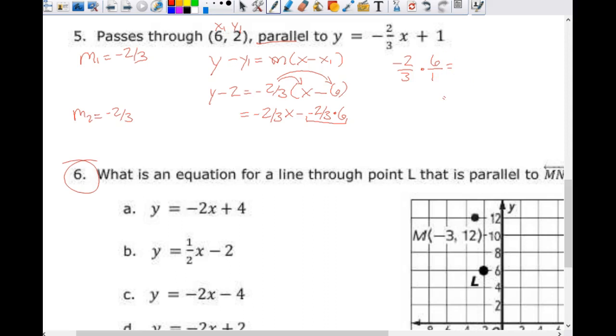Who thinks it's positive? Raise your hand. Then later it'll be positive. -2 times 6 is -12, divided by 3. That's going to end up being -4. Minus -4 becomes a +4.